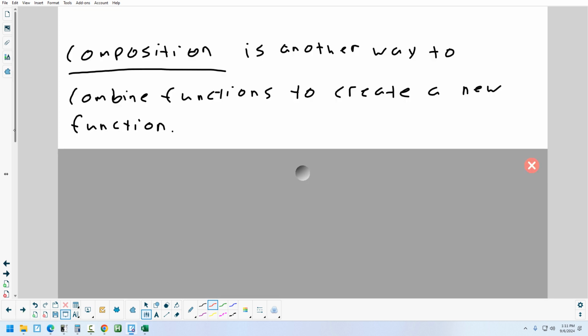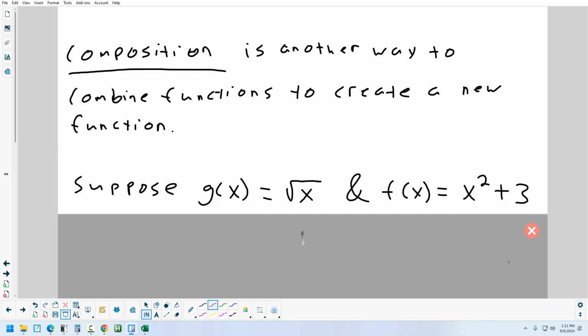So adding, subtracting, multiplying, dividing. That's one way you can take two functions and put them together. The last way I'm going to show you is what's called composition. So it's another way to take two functions they give you, and we're going to put them together. We're going to do the same kind of thing we did before. I'm going to ask you about domain and range. First, I'm going to show you how you just put them together. Then we'll worry about the domain later on.